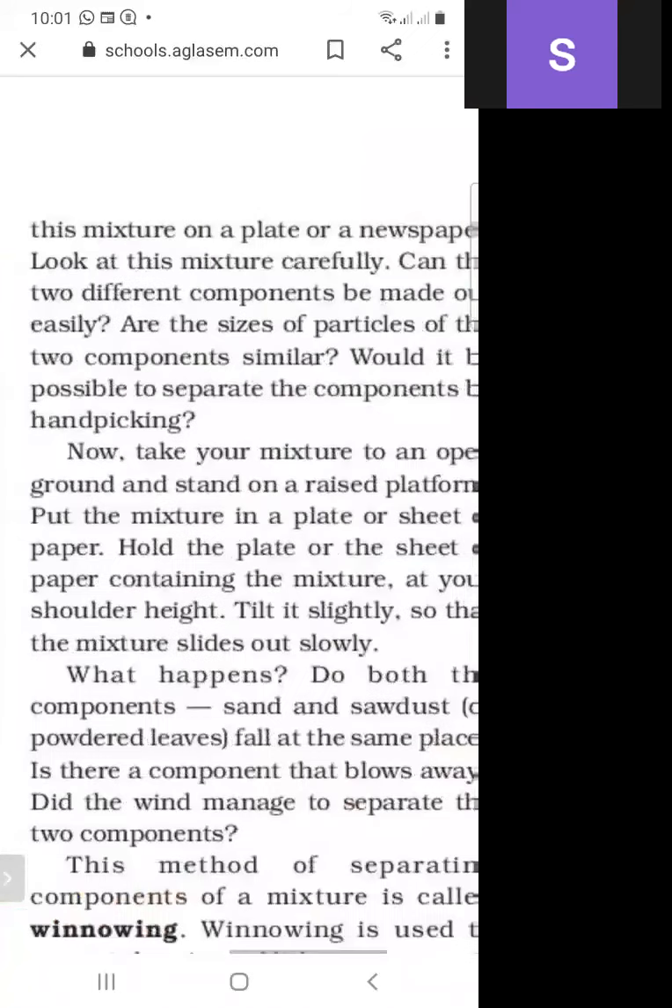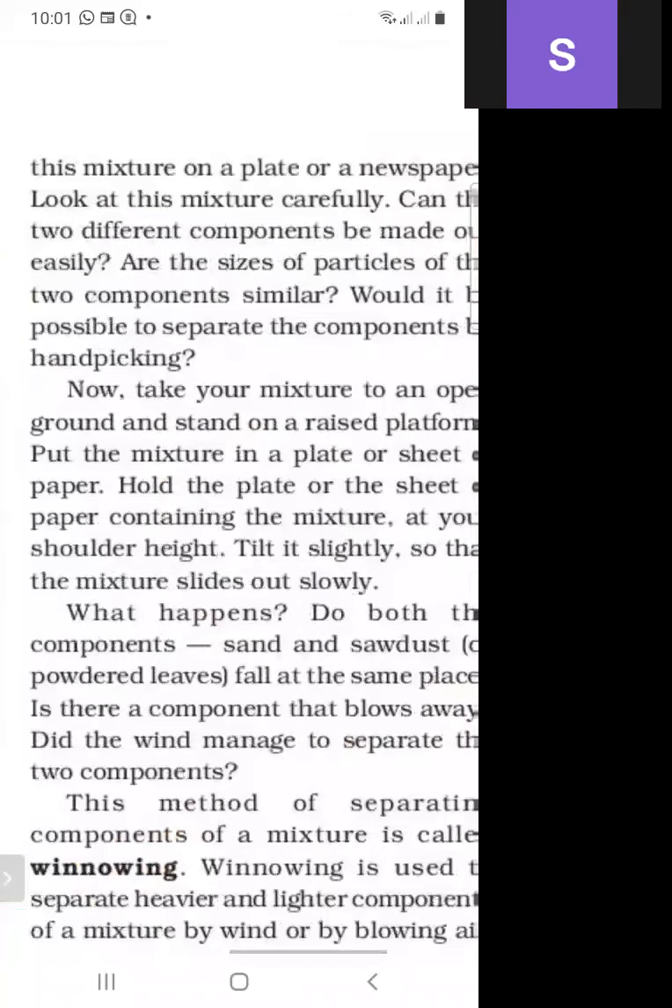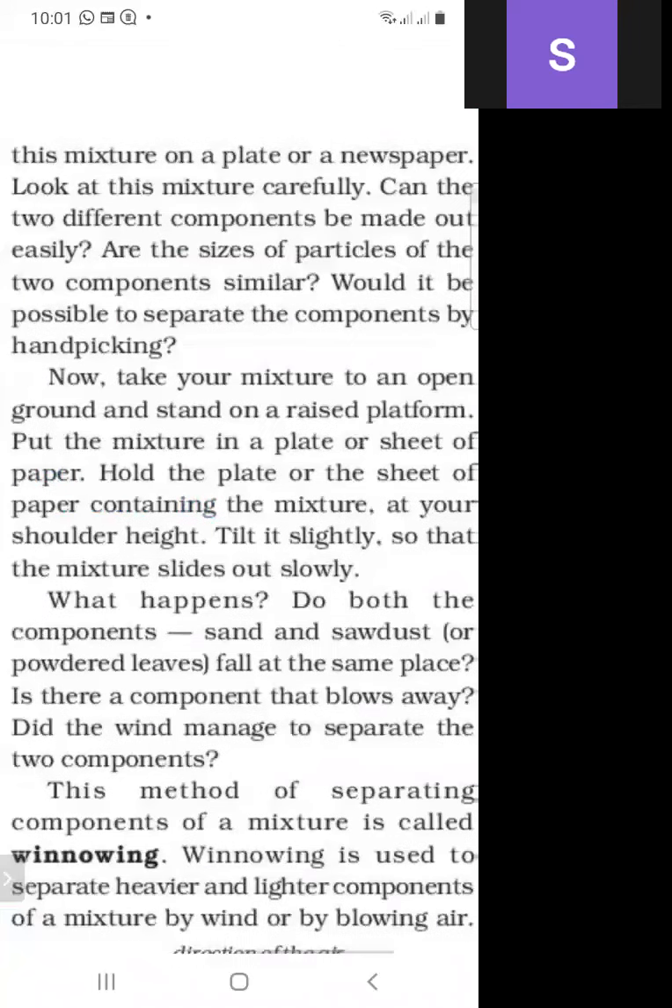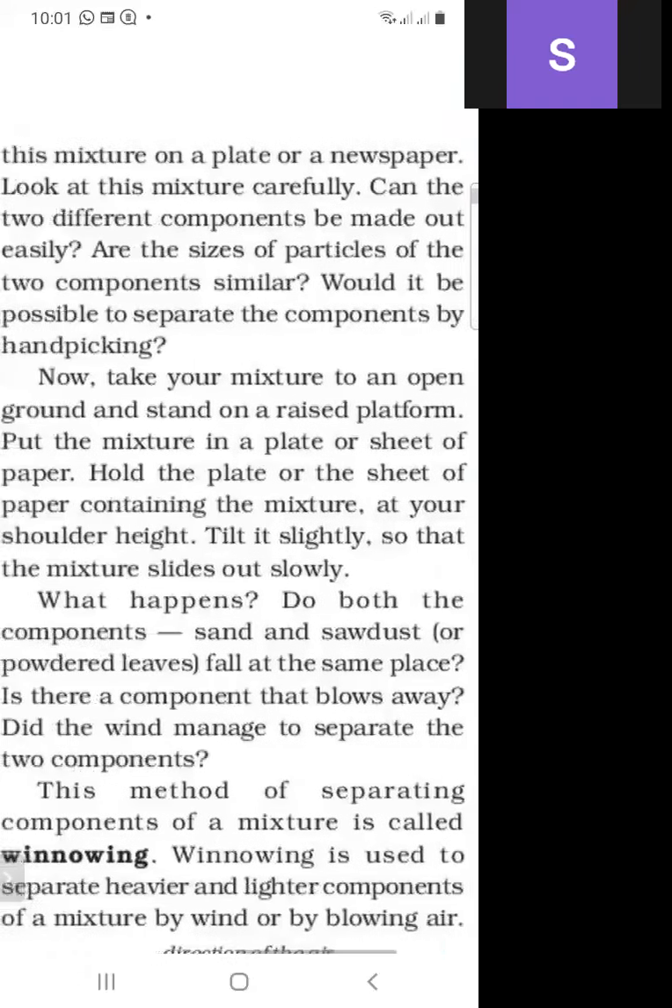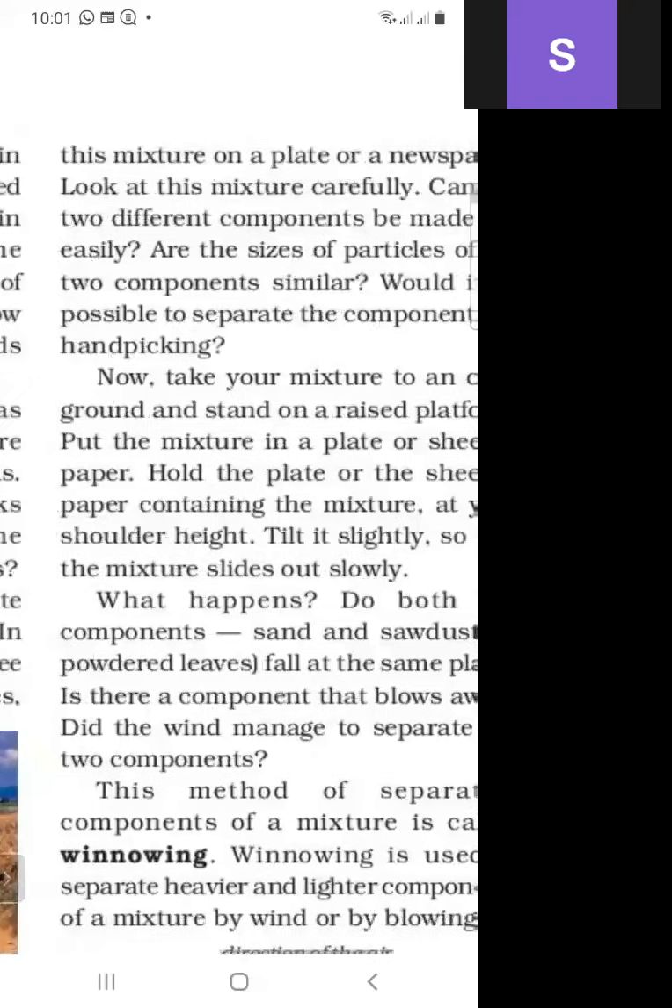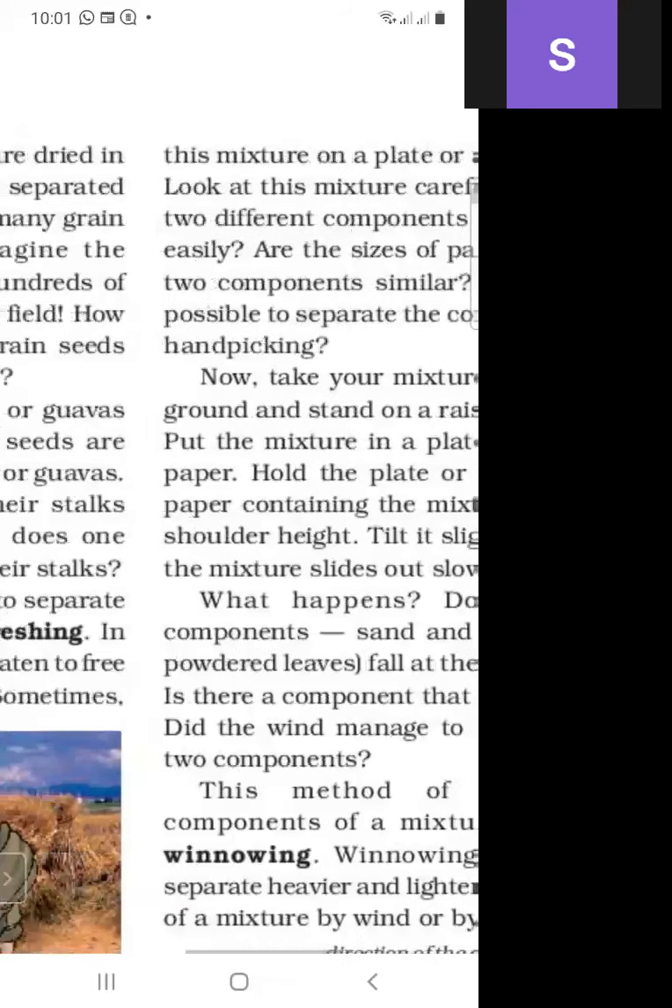Look at this mixture carefully. Can the two different components be made out easily? Are the sizes of particles of the two components similar? Would it be possible to separate the components by hand picking? So what is the process of threshing?